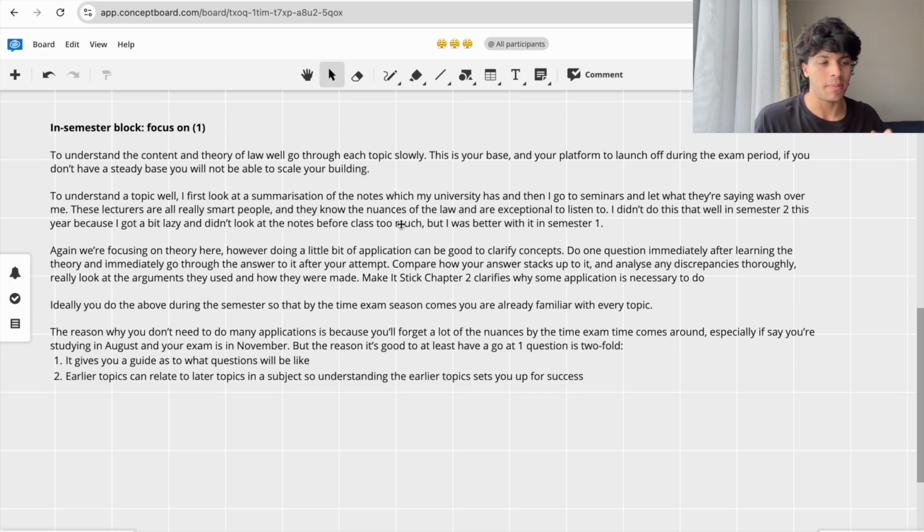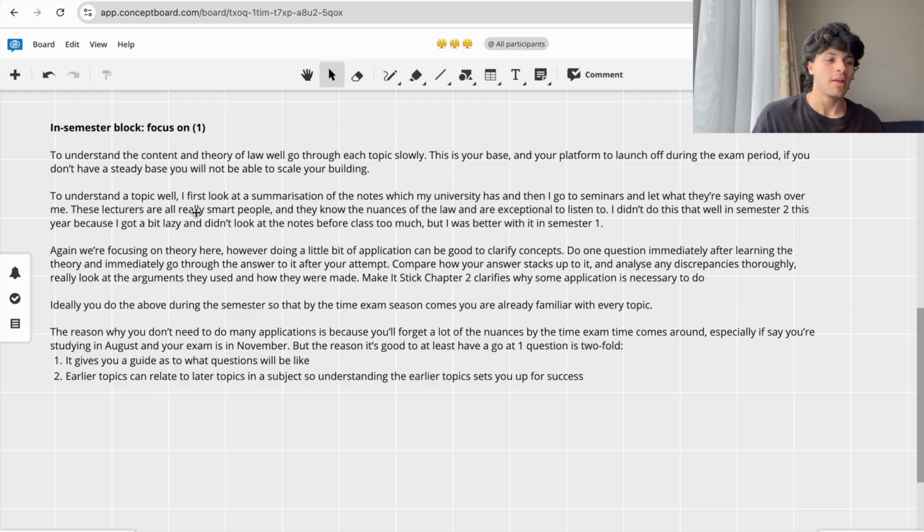Then to understand a topic well, so say you've got all your different topics of a subject, say you're looking at criminal law and you're looking at all the death stuff, like murder, manslaughter. Then you go on to the next one and it's like assault and everything like that. A lot of the time, to understand a topic well, what I would do when I'm learning a topic, this is again the in-semester period, is I would look at a summarization of the notes which my university has. So just glossing over the notes of a topic. And then I'd go to seminars and let what your lecturers are saying wash over you.